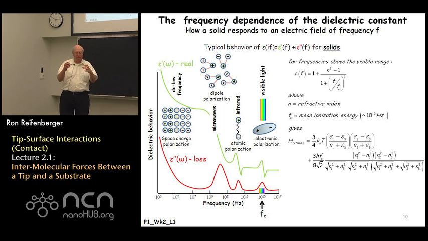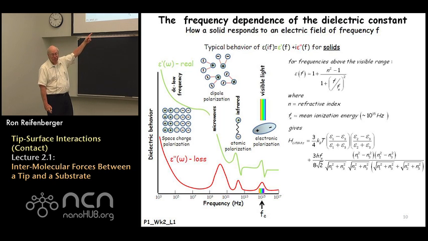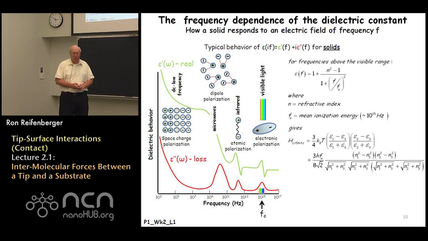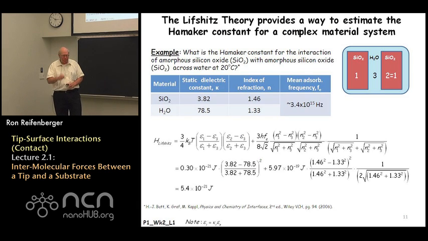And so if you're trying to understand how, let's say, a tip of material 1 interacts with a flat substrate of material 2, and if the intervening material is referred to as material 3, you just need to know the relevant dielectric constants and indices of refraction in order to estimate H, the Hamaker constant in the Lifshitz approximation. And once you know that constant H, you can then estimate what the strength of interaction between the tip and the substrate might be. So I just worked through a typical example. I go through the effort of putting in numbers.